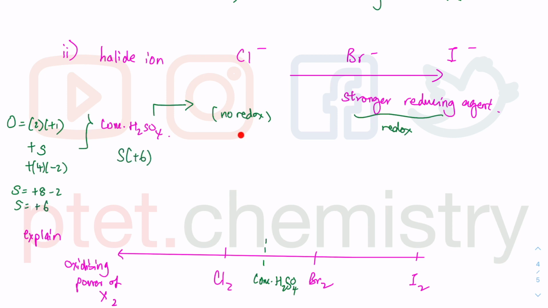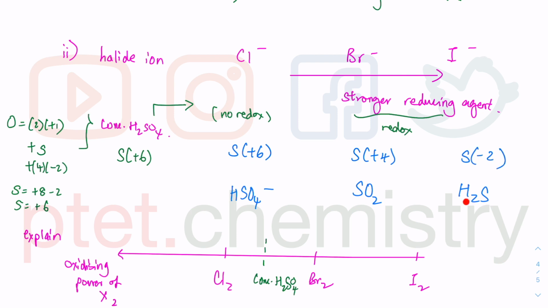Since it's not a redox reaction with Cl minus, because concentrated sulfuric acid is a weaker oxidizing agent than Cl2, what we're going to get here is just sulfur +6, and that's exactly what the question is asking you. What is the oxidation number of the HSO4 minus, and what is the oxidation number of the SO2? That's sulfur +4, and the other one is H2S, the rotten egg smelling gas. This is sulfur -2, because each of the hydrogen is +1, +1, and sulfur -2, so the overall oxidation state is 0. Likewise +4, -2, -2, overall oxidation state of the compound is 0.